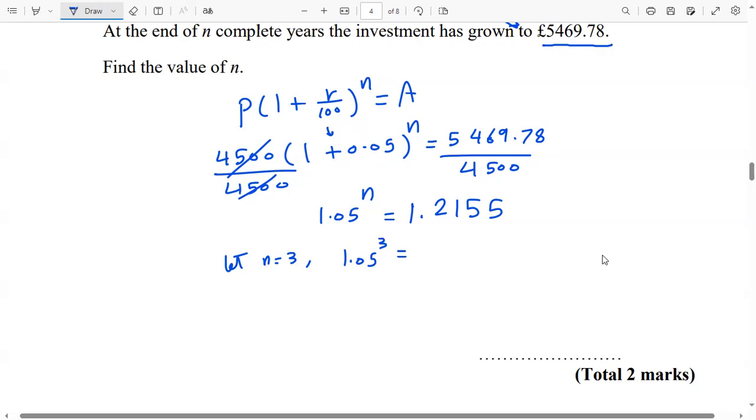So by calculator, I can start with n equal to 3 and check the value here. 1.05 raised to the power of 3, you will get 1.157. This value is less than 1.2155, so it's incorrect. So let n equal 4. 1.05 to the power of 4 gives you 1.2155. Yeah, exactly this value.